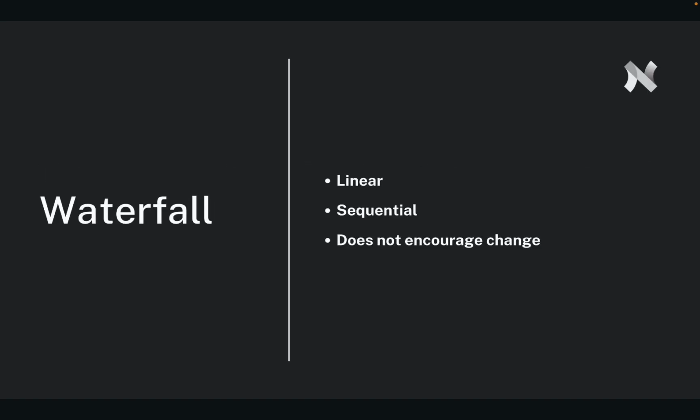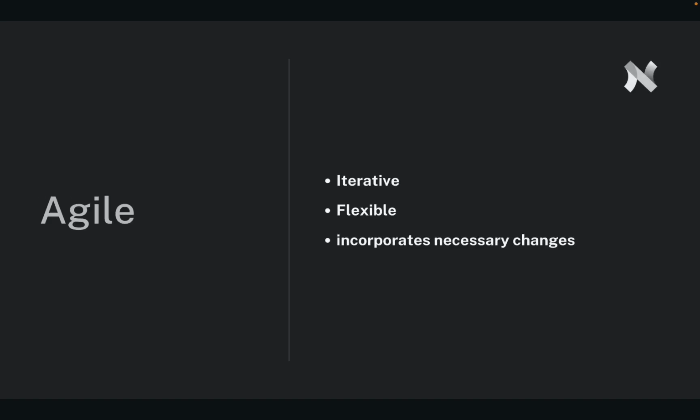So, coming back to waterfall, in very basic terms, the waterfall is straight and narrow with no U-turns. And Agile, on the other hand, is iterative, flexible, and incorporates necessary changes throughout the process.